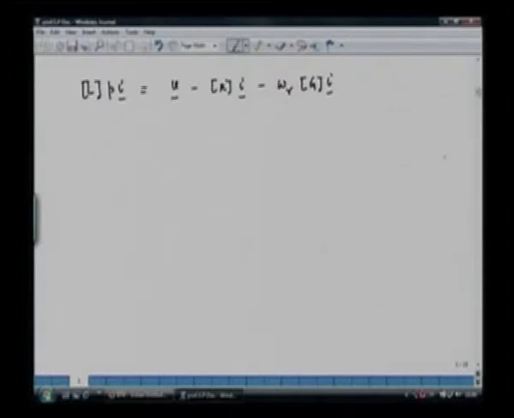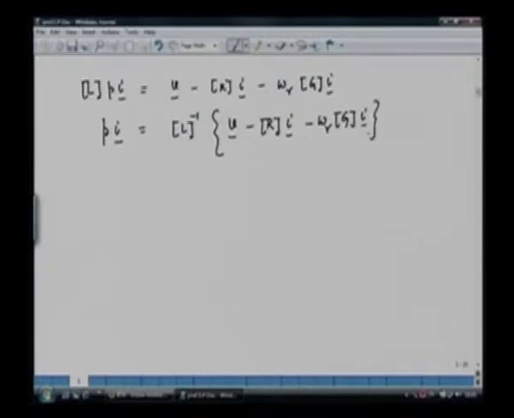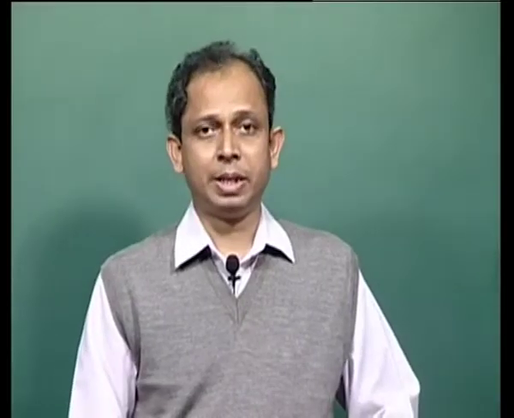Now ultimately what we need is the current. So if you want to find out the current, we should know the derivative of the current. So Pi is equal to L inverse of V minus Ri minus omega r Gi. This is what we have, and this can be solved using Runge-Kutta fourth order integration technique.